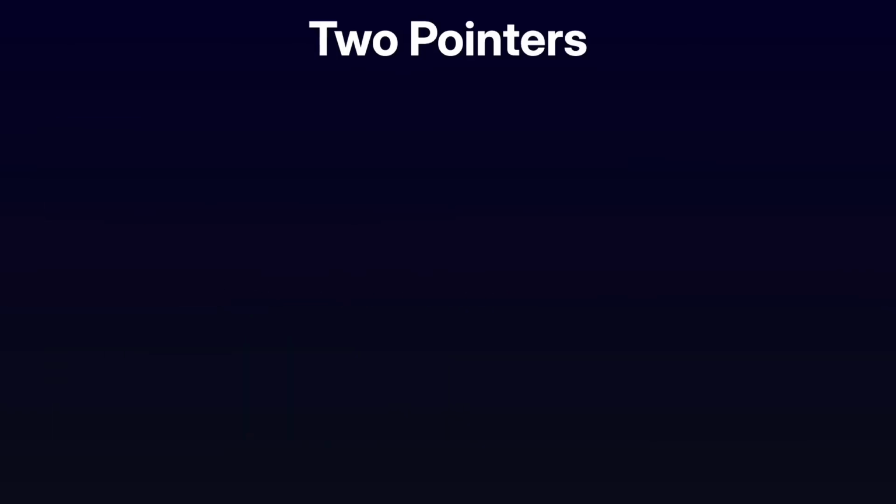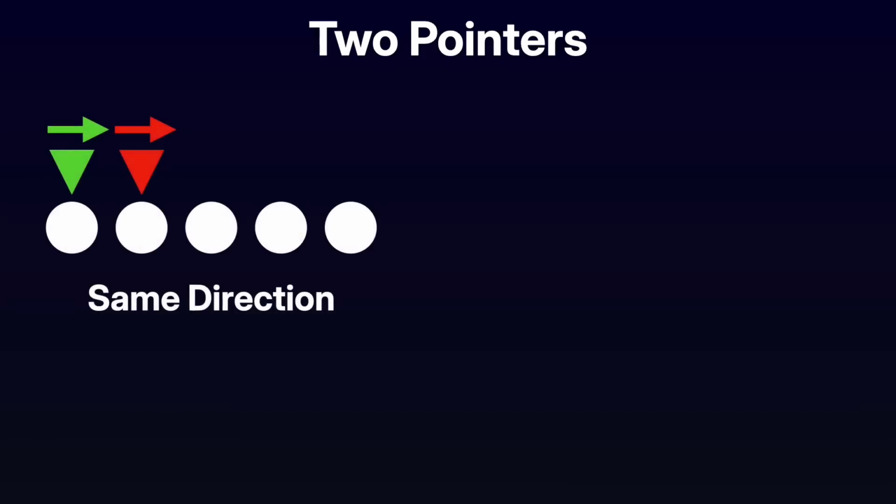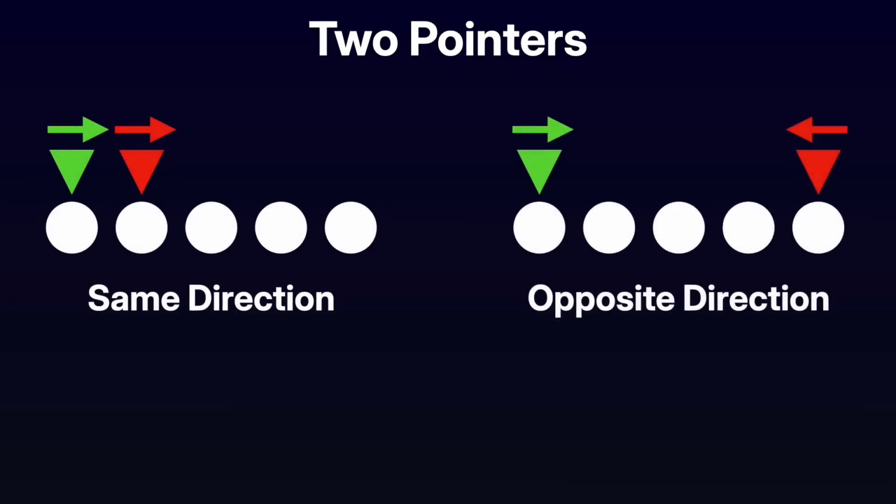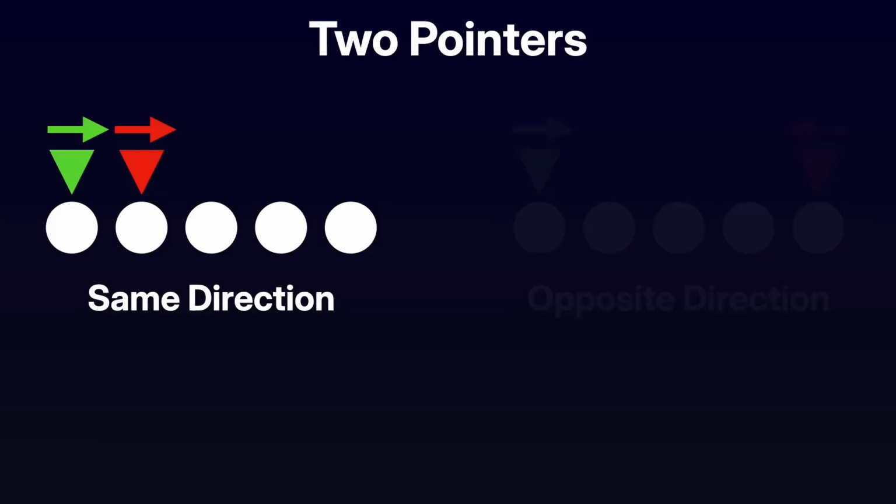There are 2 main methods of using 2 pointers. The 2 pointers can go in the same direction or opposite directions, and each are used for different kinds of problems. When the pointers move in the same direction, this technique is ideal for problems where you're processing or scanning the data in a single pass.